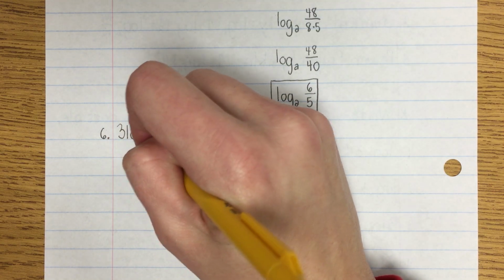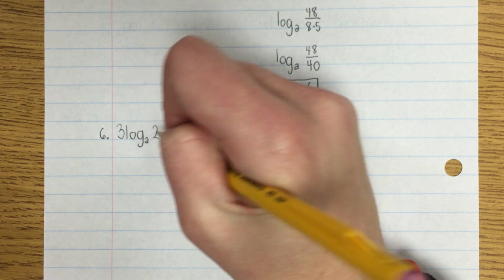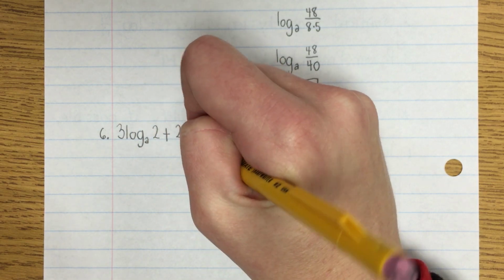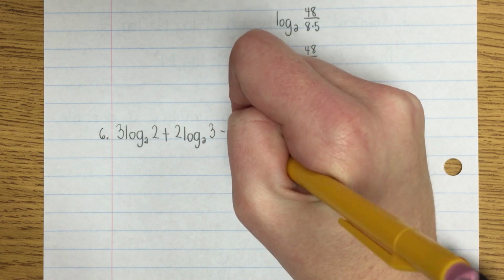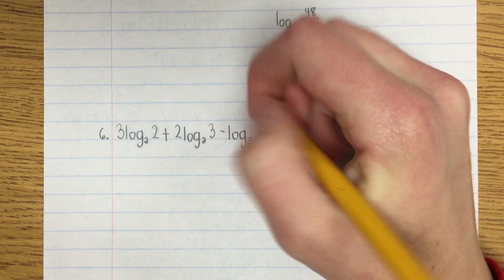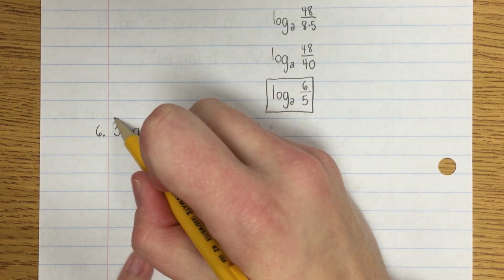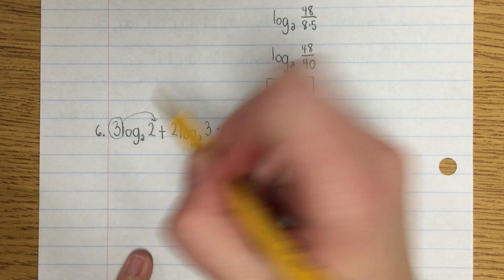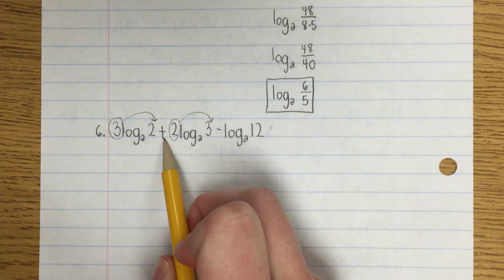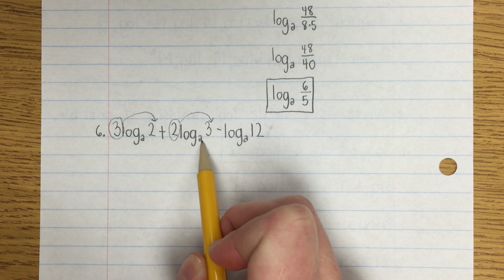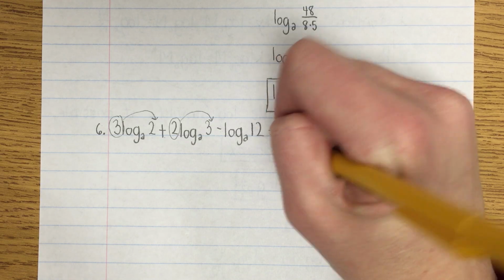Let's look at 3 log base a of 2 plus 2 log base a of 3 minus log base a of 12. Okay, so a lot going on in this one. I've got 2 numbers that I need to bring back up to be powers. And that plus in between there means I'm going to multiply my first two on the numerator, and then the minus here means that one will go in the denominator.